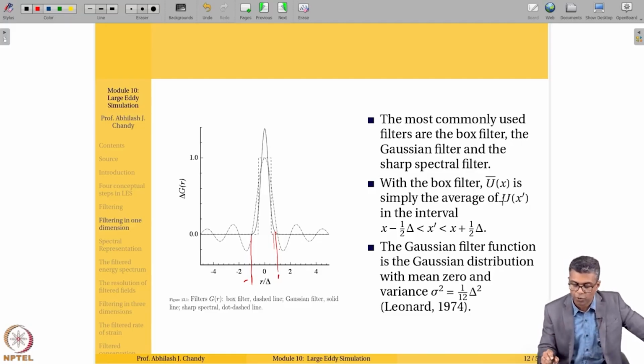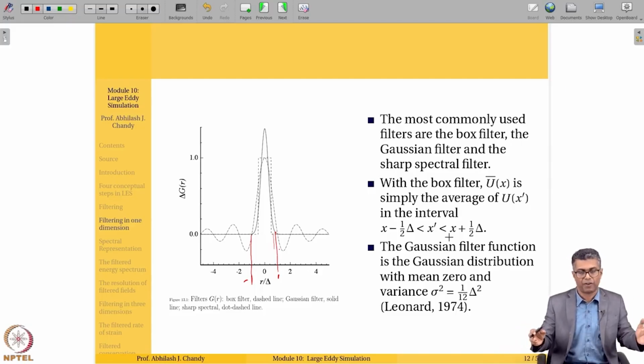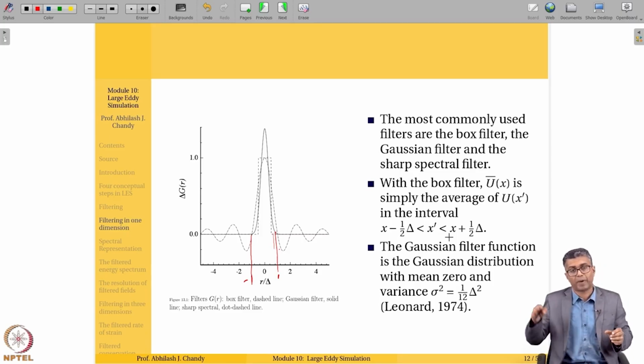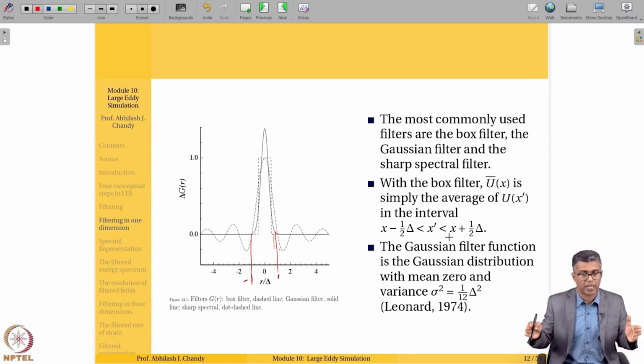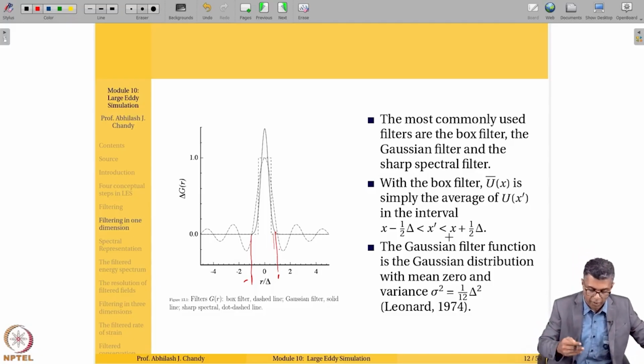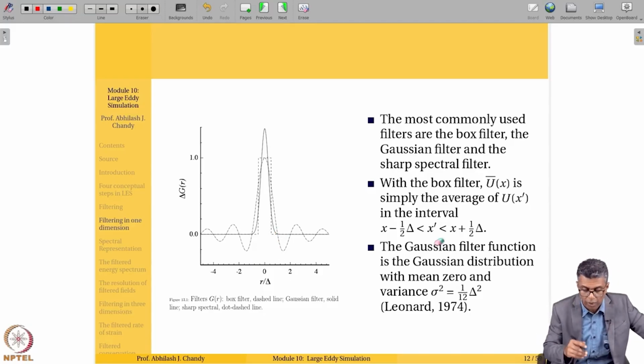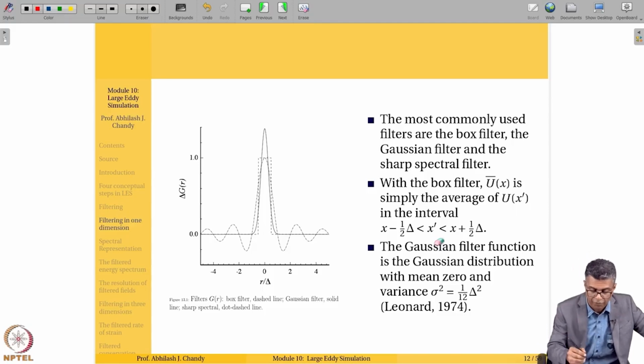So with the box filter, u bar of x is simply the average of u of x prime in the interval. So you will have x prime being x plus half delta to x minus half delta. So that's how you get a full delta there. All right. So if x prime goes from x plus half delta to x minus half delta, then what you're going to get is, I'm sorry, I made a mistake here. This is actually not 1 to minus 1. This is half to minus half. So your r over delta goes from minus half to half, right?